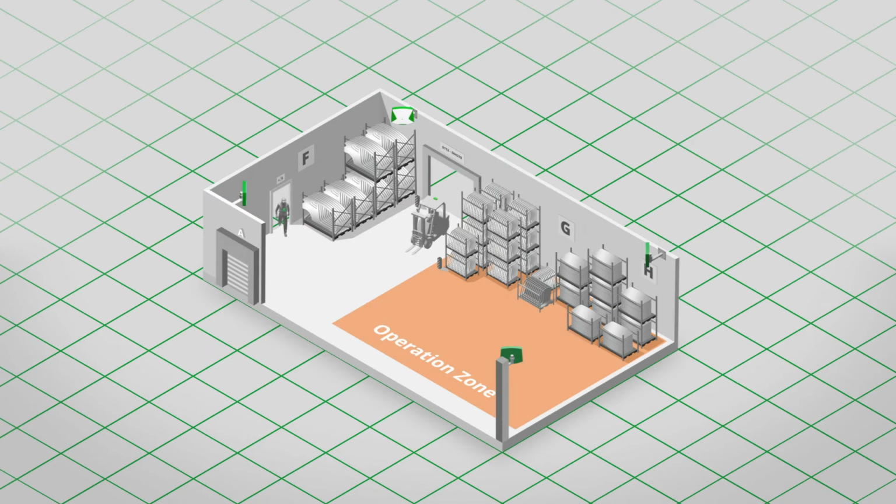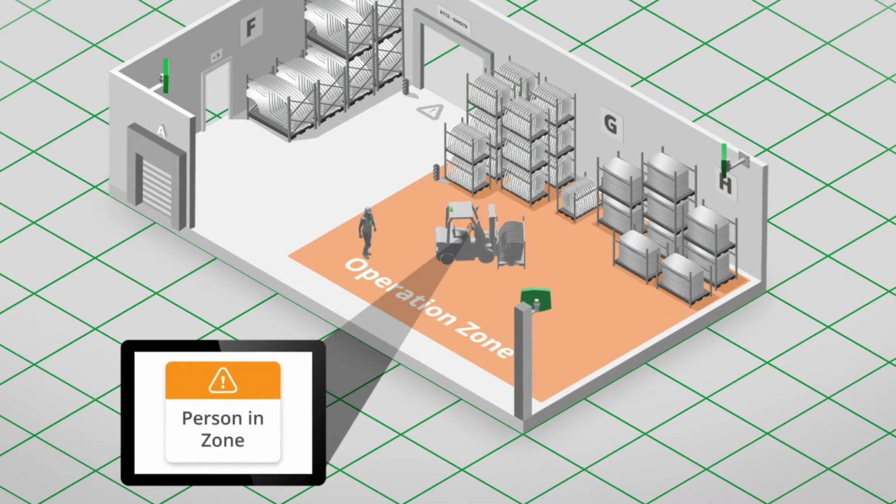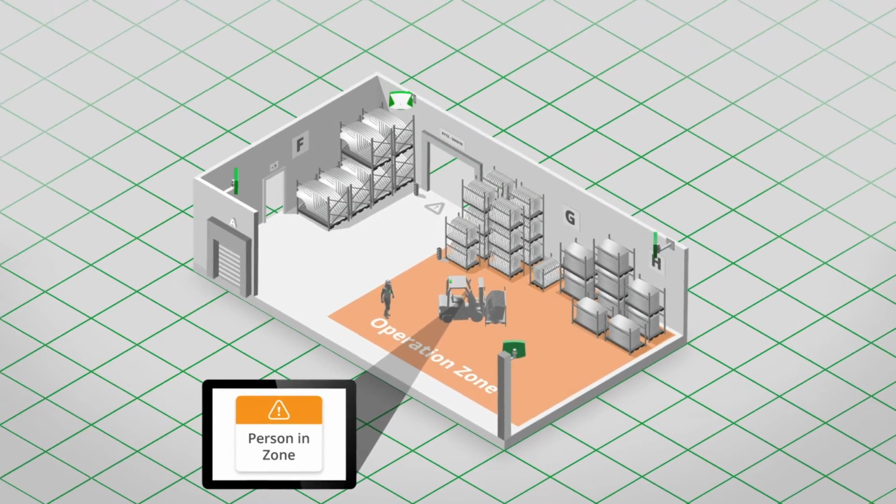By tracking your employees as well as moving objects, you can prevent fatal injuries by enabling automatic alerts to drivers when people enter their operational zone.